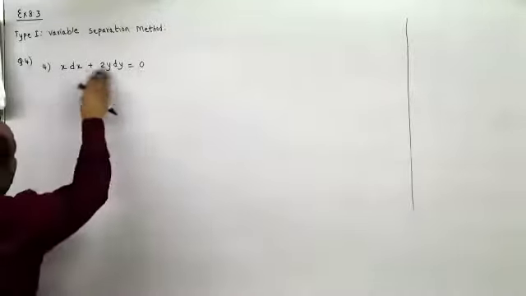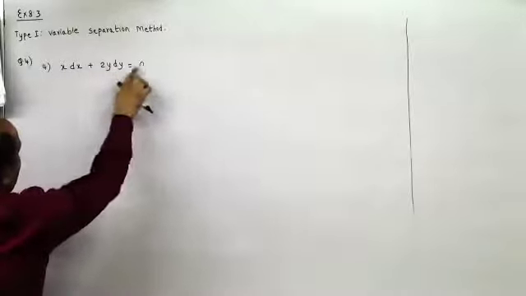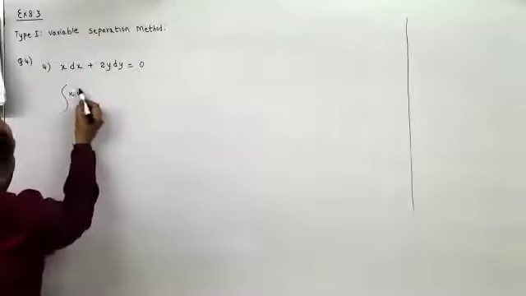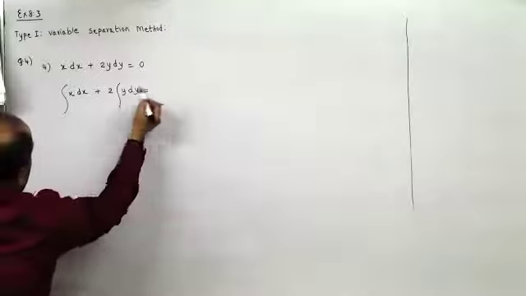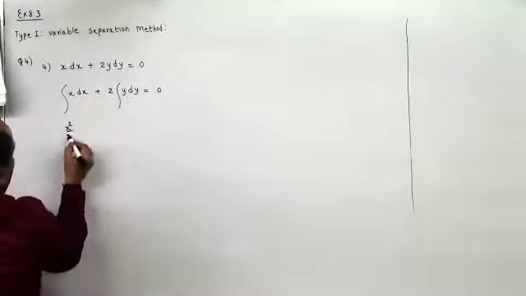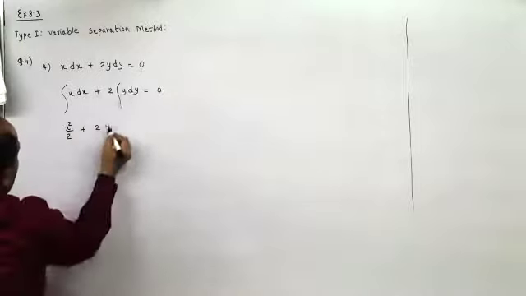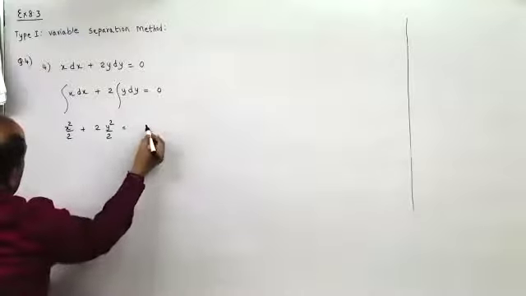Now, first separate the two terms. Here x is with dx, y is with dy, and the terms are in the numerator. So you can integrate the two. x dx plus 2y dy equal to integration of 0. So that is 0. What is integration of x? It is x square by 2. What is integration of y? It is y square by 2. And this would be equal to some constant.